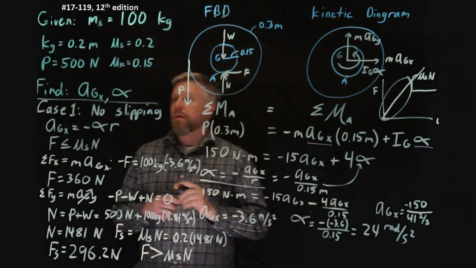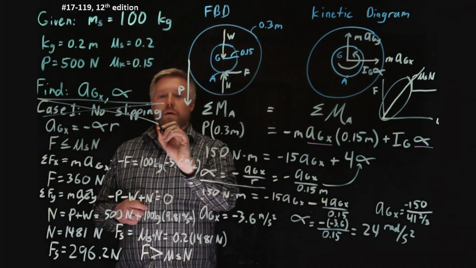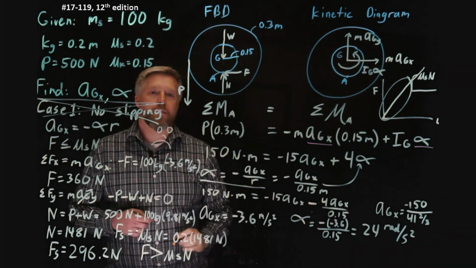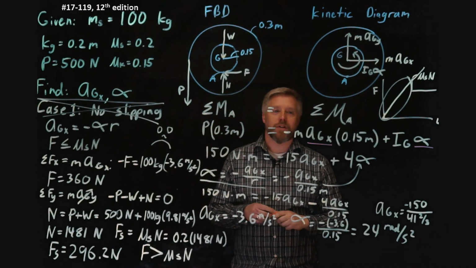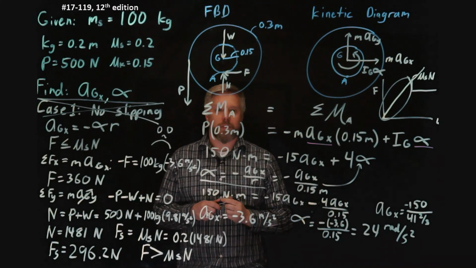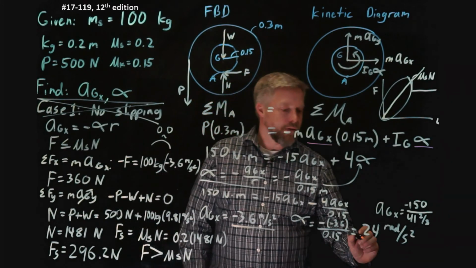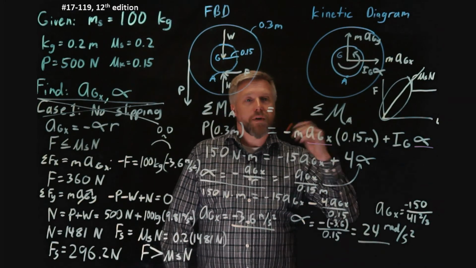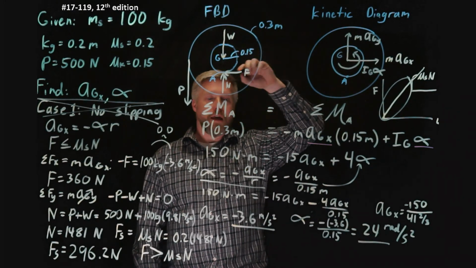And we can cross out case 1 as a bad assumption. We can draw a sad face because we have to keep solving the problem. In the next video, I will be solving for case 2, where the assumption is slipping. And we should be getting a different a_Gx and a different alpha. We expect our alpha to be larger because the slipping is going to allow it to accelerate, to have a larger angular acceleration.